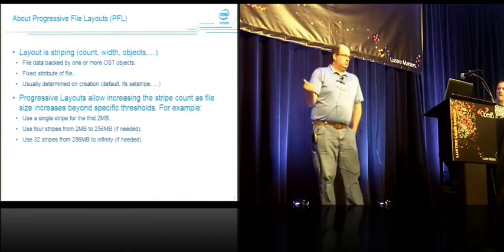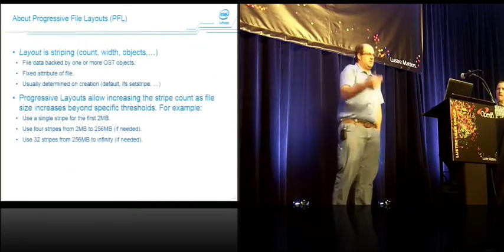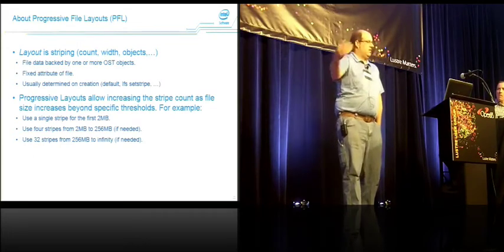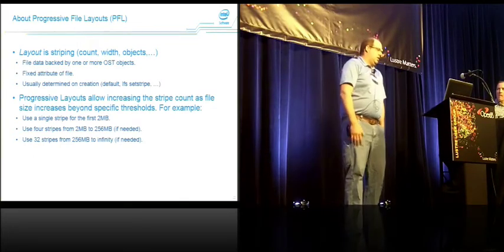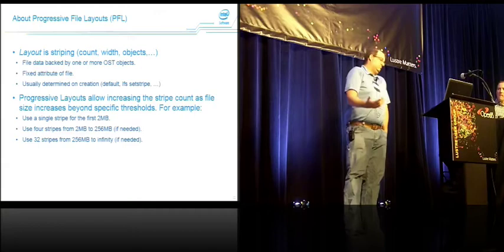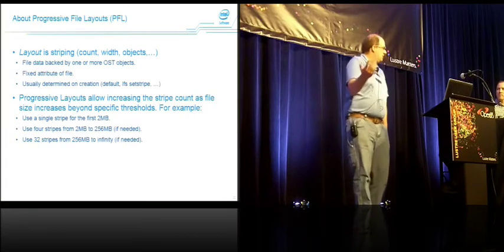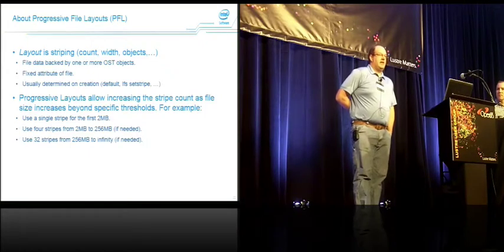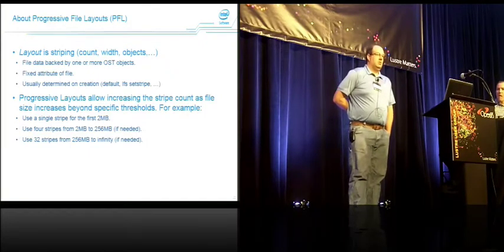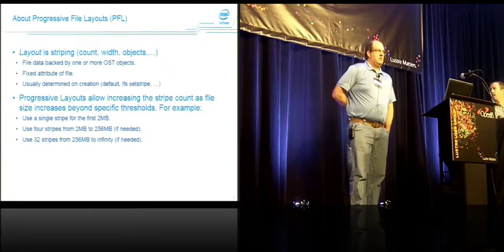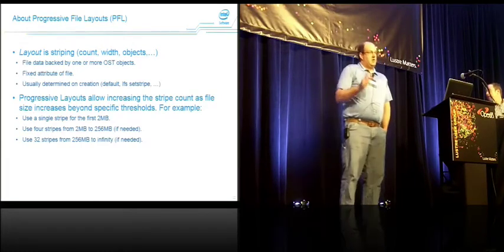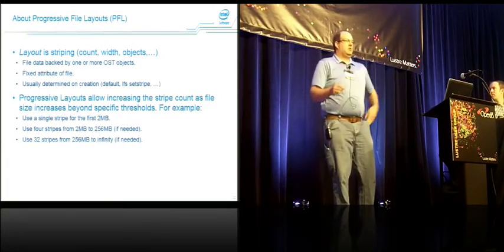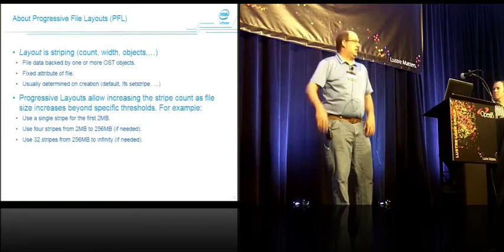So a layout, what is a layout, right? It's striping. It's what's your stripe count, what's the stripe width, how many objects do you need? A lot of this is very self-descriptive here, but the progressive layouts allow you to just go ahead and change that layout on the fly. And that's an interesting thing so that you can store your very small files on a single OST and you can store your multi-terabyte files on lots of OSTs.